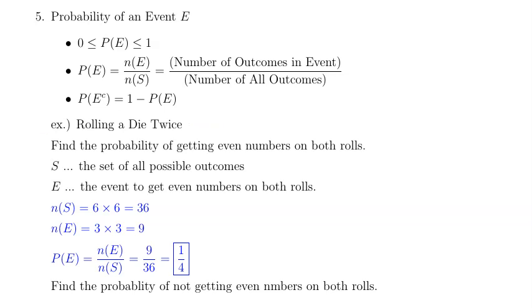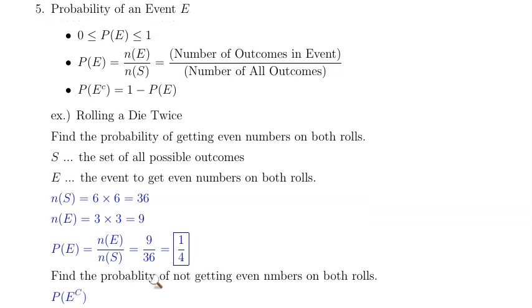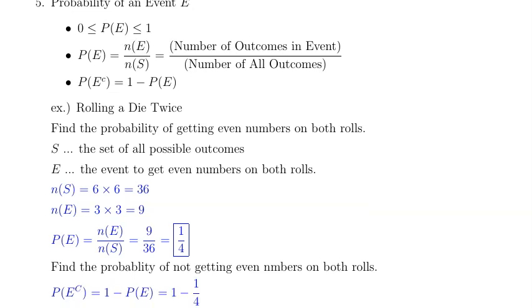So we're looking for the probability of E complement. We know the formula is 1 minus the probability of the event. And we found the probability of the event E is a quarter. So it's 1 minus 1 quarter. 1 is 4 over 4, minus 1 over 4, is 3 over 4.